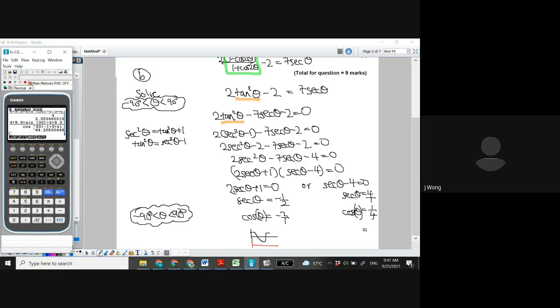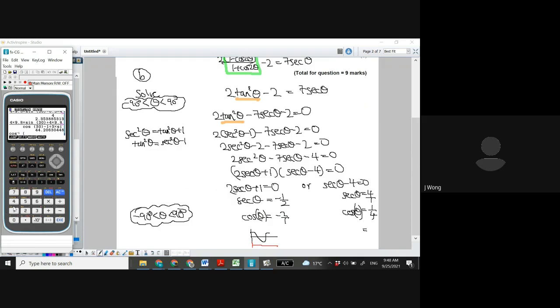So make sure that it is in degree mode. I'm just going to do shift menu. It's the same for both CG50 and Casio Swiss. So change it into degrees, just double check, and then let's have a go. So cos theta is a quarter.